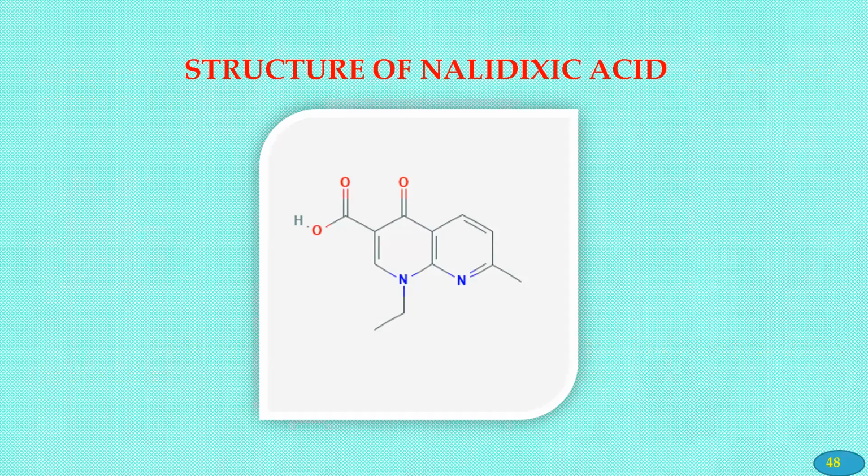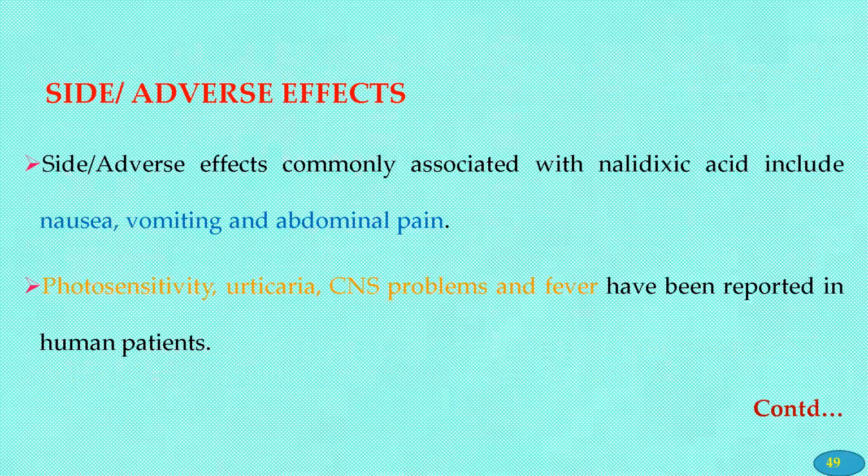Then this is the structure of nalidixic acid, and also its side effects or adverse effects. Of course, the most general side effects associated with nalidixic acid include nausea, vomiting, and severe abdominal pain. Sometimes, very specifically, photosensitivity may occur, which causes severe urticaria or itching, and central nervous system problems and fever may also be seen in some human patients, but of course it is very rare.